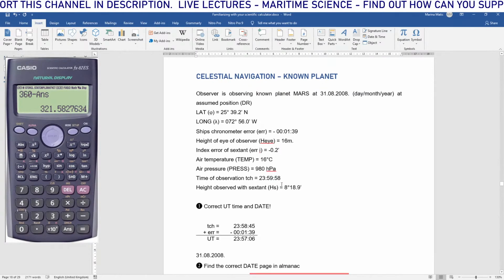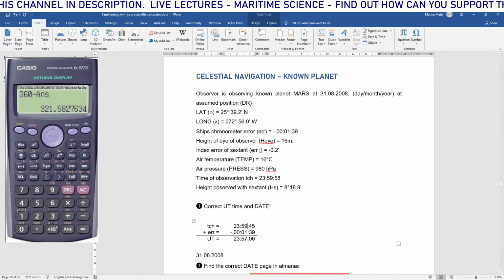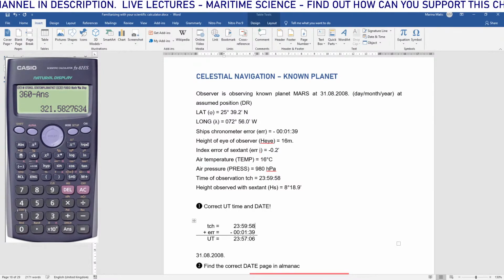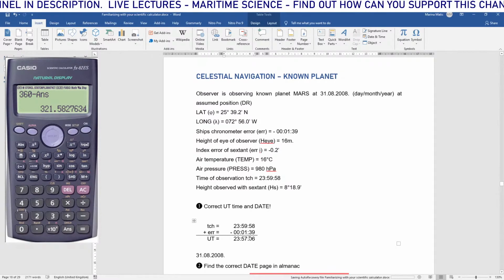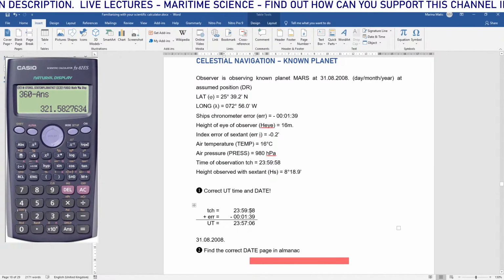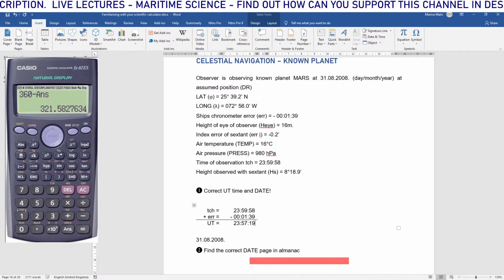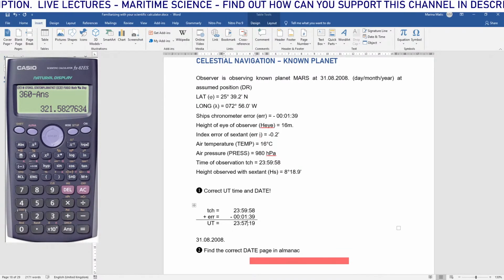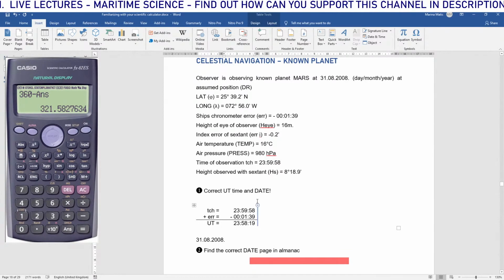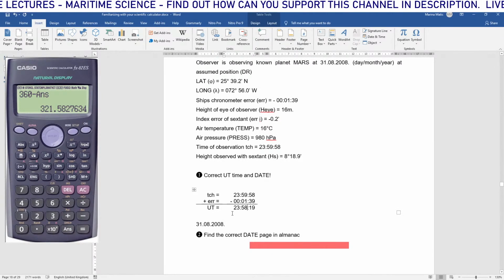So the first step is to get the correct UT time, so that is easy. We already know how to do this. The error is the same because it's the same device, same ship, same everything. So the time is 23, 58, 19 is the correct time. The date, because we didn't cross midnight, is still the same.